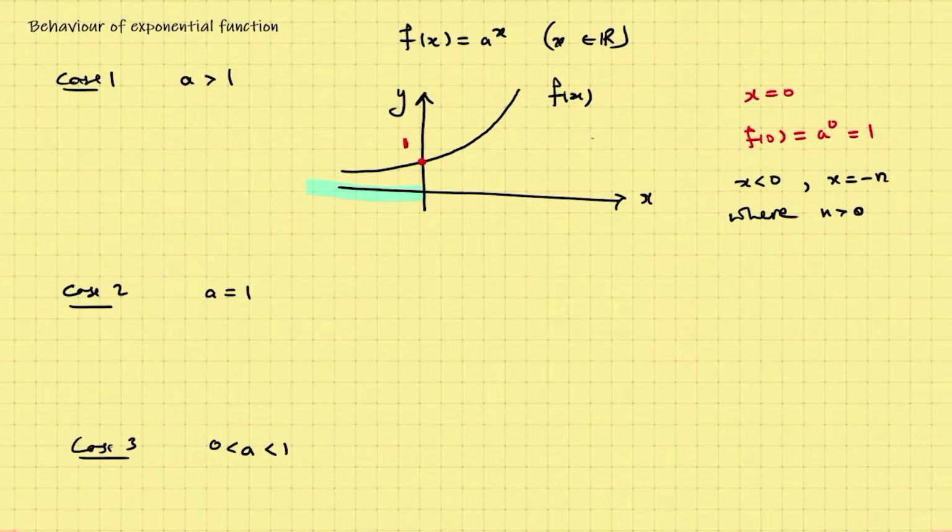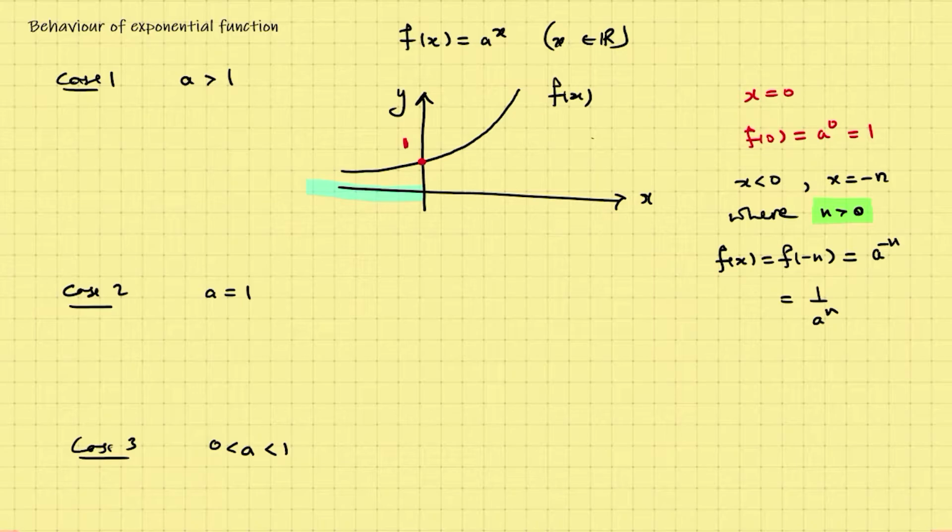So since n is positive, the negative n is negative, right? Then our f of x in this case would actually become f of negative n, which would be a to the negative n, which is 1 over a to the n, right? And since our n is positive, because that's the condition we're using to make x negative, we can basically look at and just see what happens.